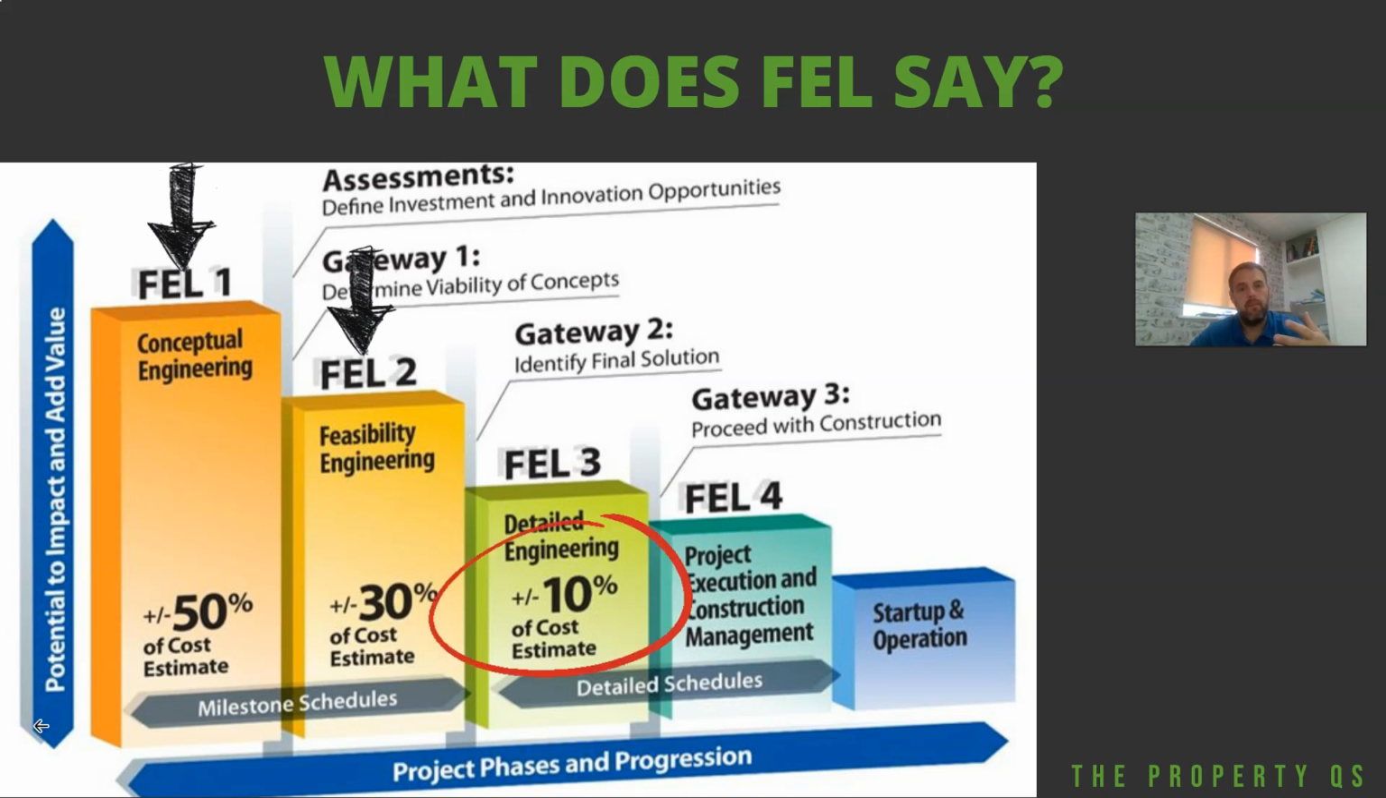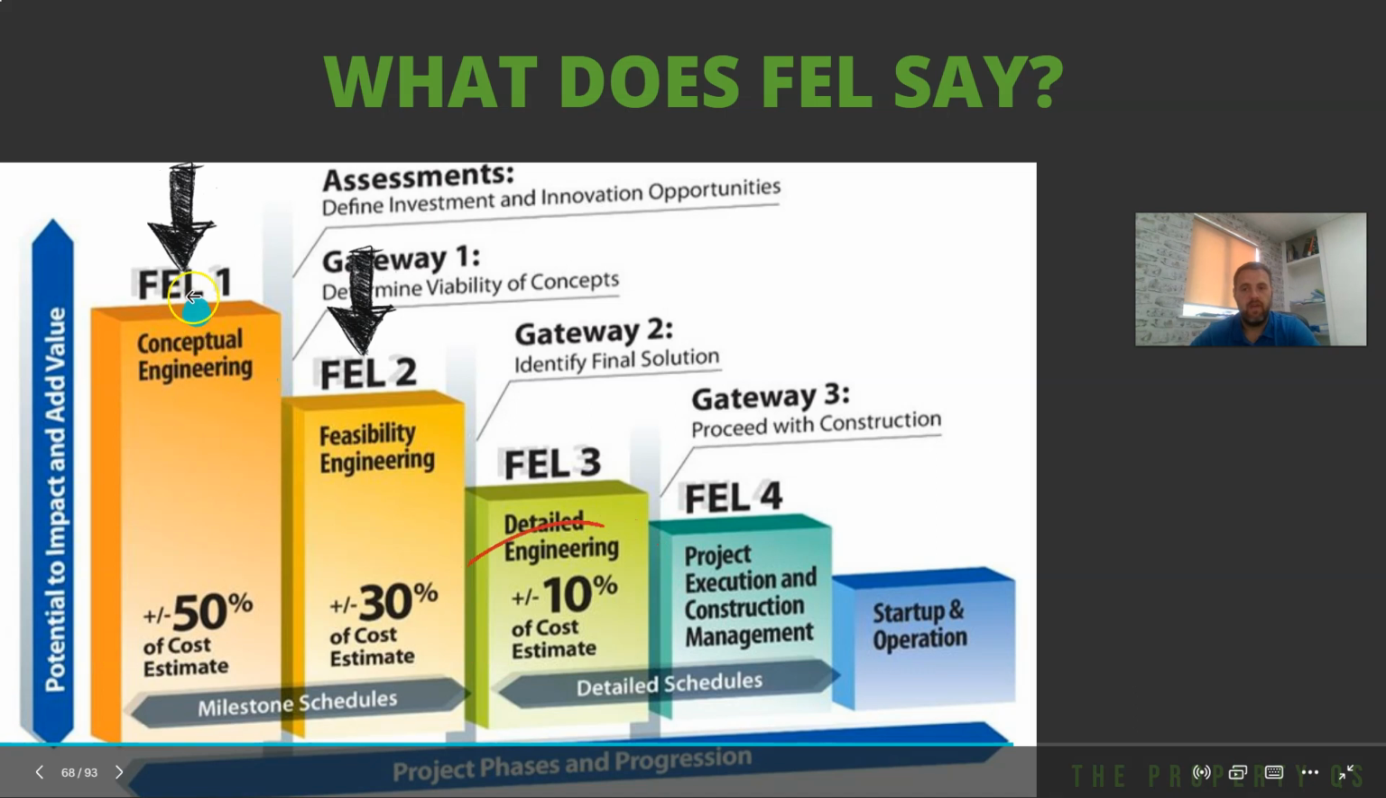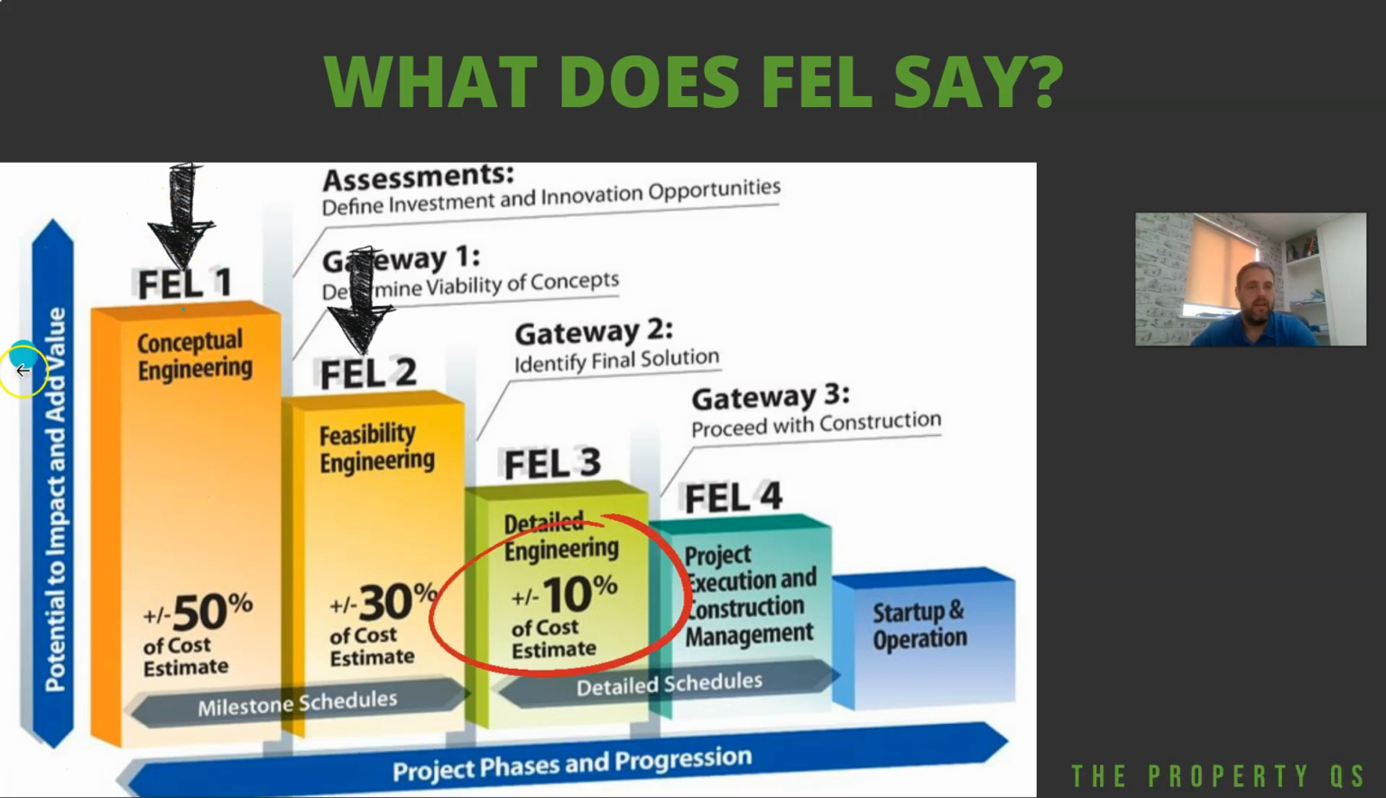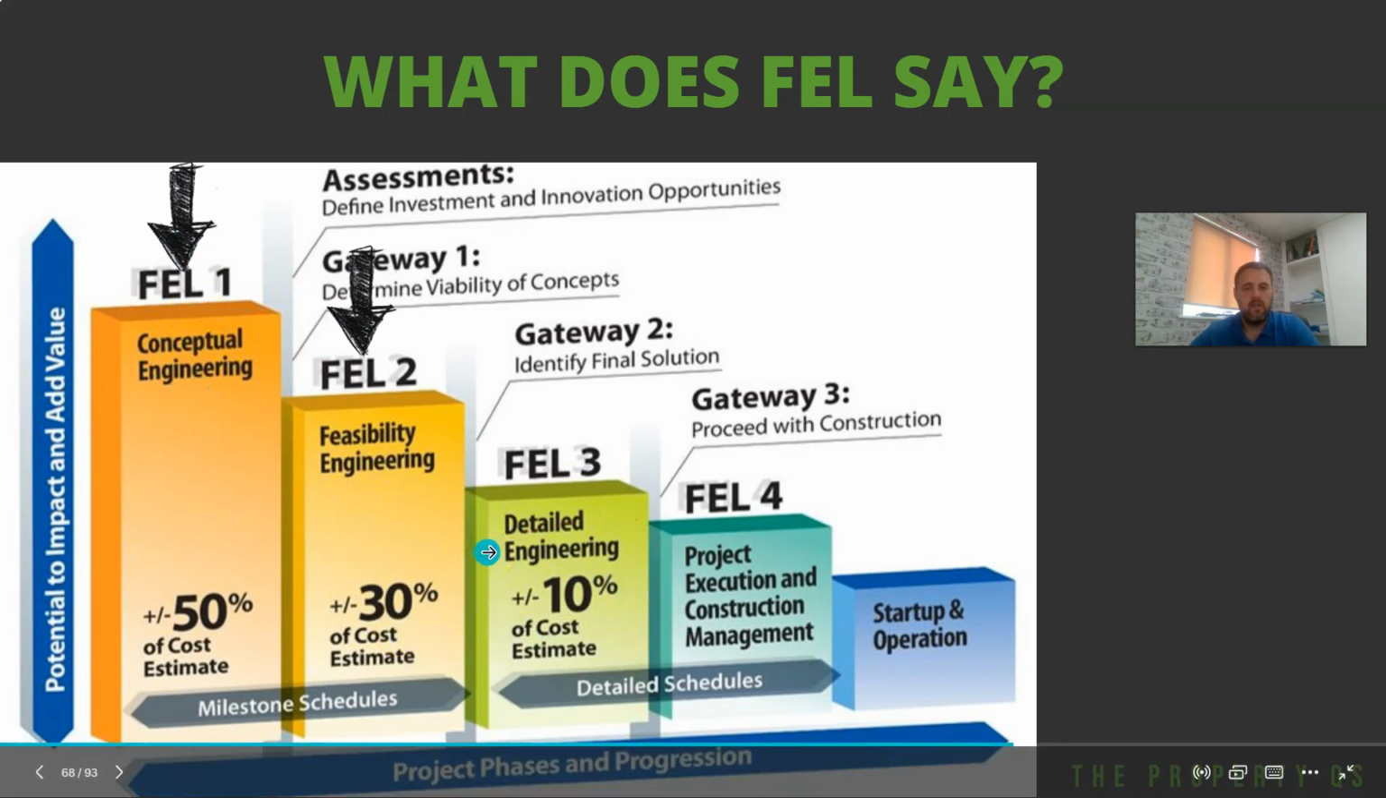But the problem in property is most people go seeking this detailed cost estimate, this fixed price from a builder, right at the beginning of the project when we're only in FEL 1, which is conceptual engineering. We've got an idea of what we want from the project, we know we want to refurb it and it's going to be a buy to let, but that's about all we know. And we go seeking this type of estimate when we can't really get it. All we can get is a ballpark estimate.